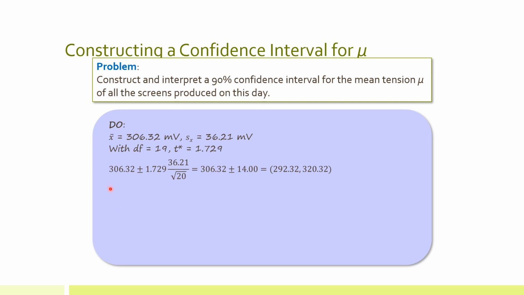And now let's look at this equation here. So here is my mean, and this is my sample mean, my X bar, 306.23, plus or minus my critical T, 1.729. And then here's my sample standard deviation, right? S of X, 36.21, divided by the square root of my sample size, 20. And then we came up with an interval here.